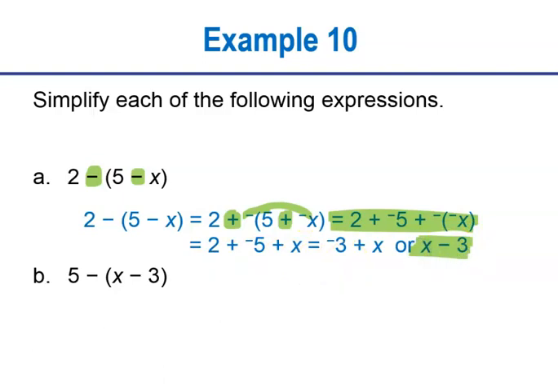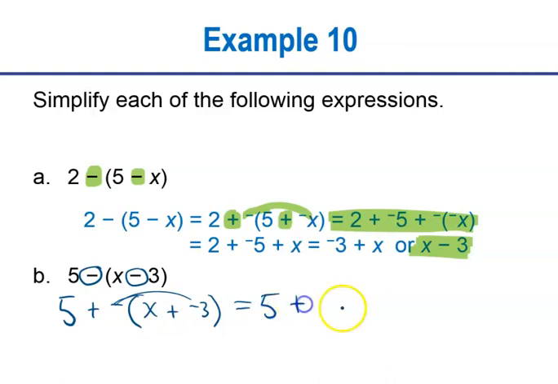Now, let's see what we can do with this next one. And I'm not going to forget this time. I'm going to change this subtraction to addition, change this subtraction to addition, but don't forget to change the sign of the following. So 5 plus a negative, and then x plus a negative 3. Now, scooting over, I'm going to take that negative inside. So 5 plus, it's going to make that a negative x, plus a negative of a negative 3, which is 5 plus a negative x plus 3.